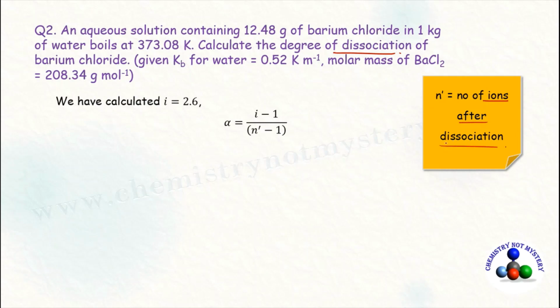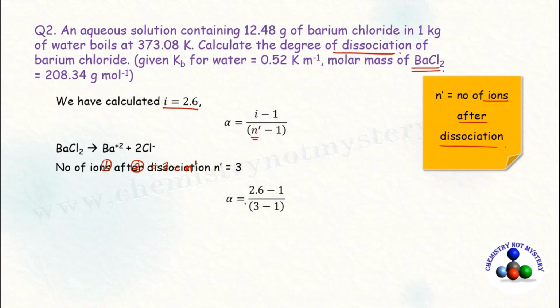So let's calculate the number of ions produced after dissociation of barium chloride. When barium chloride dissociates, it dissociates into Ba2 plus ion and 2Cl negative ion. So one Ba2 plus ion and 2Cl negative ion, they are equal to 3. So the n dash value will be equal to 3. Now place the values of i and n dash in the above equation. So here you will get alpha is equal to 2.6 minus 1 divided by 3 minus 1. When you solve it, you will get 1.6 divided by 2. So here you will get alpha is equal to 0.8. That is the answer for our question.